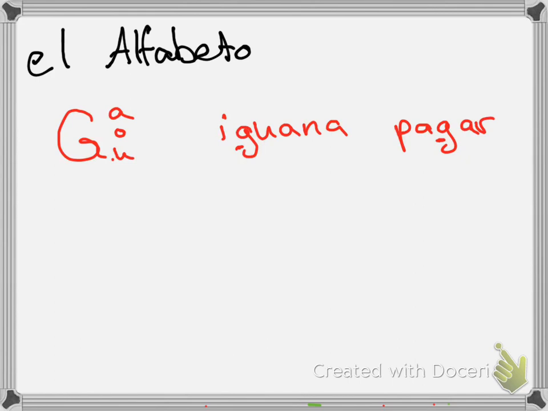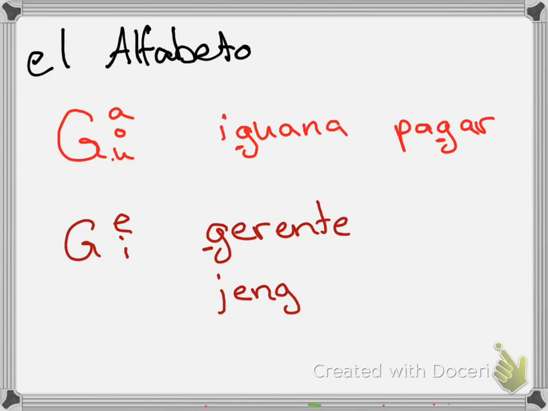However, if I have the letter G followed by an E or an I, I have more of a guttural ch sound. For example, gerente. Gerente means manager. It's more of a ch, it's not a G. And if you can't do the ch, just do an H sound, gerente.